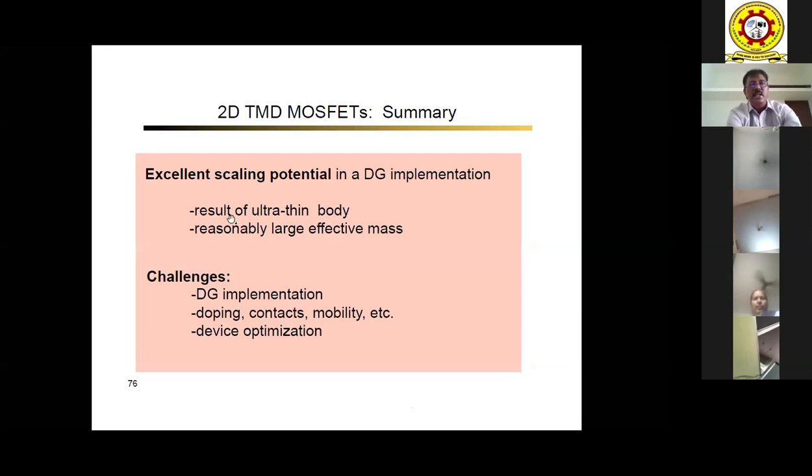The result is an ultra thin body and reasonably large effective mass, thereby your mobility, I mean, as well as your currents are higher. Double gate implementation is a challenge in this. Doping and contacts and mobility, etc. Device optimization is also a challenge. Actually, most of these candidates, even though you come up with some successful designs in terms of simulations, how far they are feasible in terms of fab designs, that is one challenge.